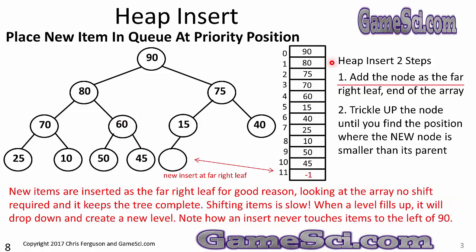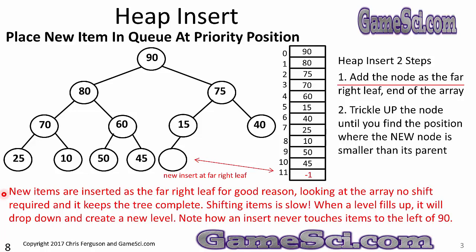Let's insert a third item. Heap insert is a 2-step algorithm. Number 1, add a node as the far right leaf at the end of the array. Step number 2 says trickle up the node until you find the position where the new node is smaller than its parent. We're going to insert our new item right here as the far right leaf node, which means it will occupy slot 11 in the array.